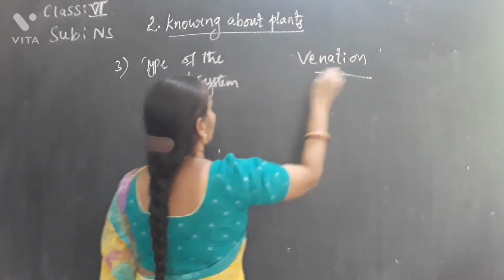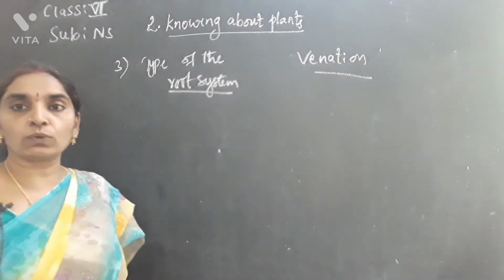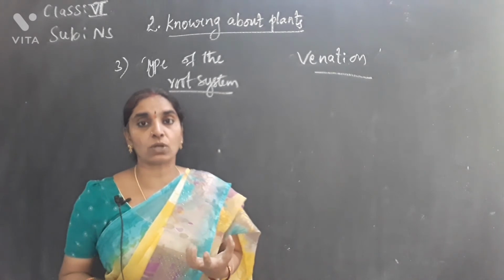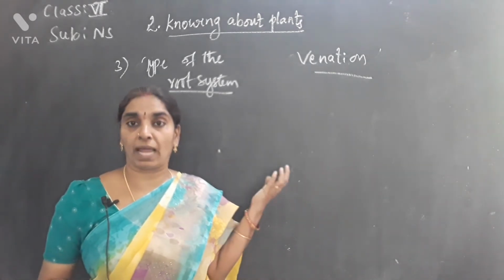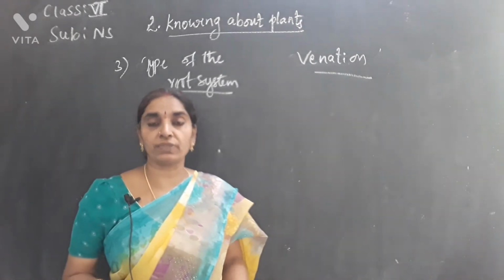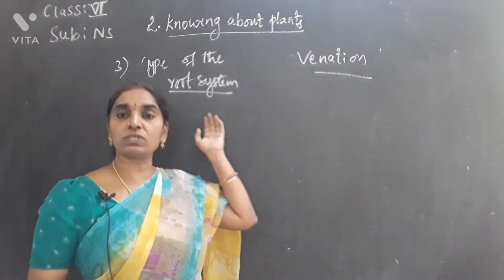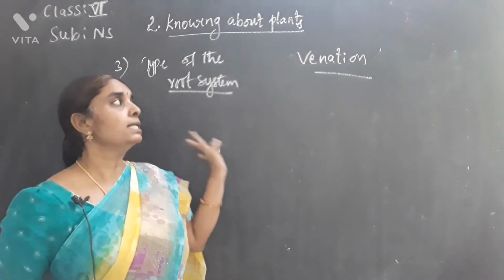So now you know what is the root system. The root system lies below the soil and it absorbs water and mineral salts from the soil and helps the plant further for the preparation of the food. That you know, isn't it? So the roots fix the plant firmly in the soil.